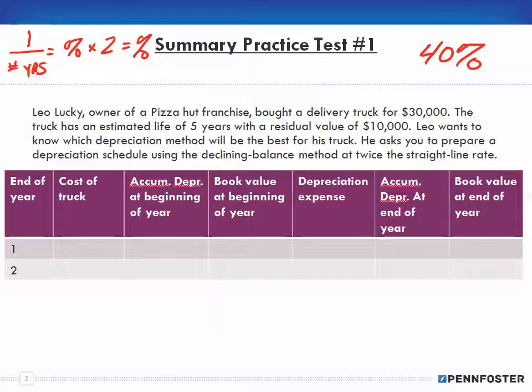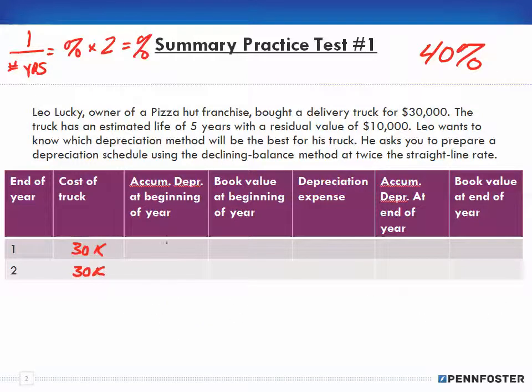Now, with that said, remember the cost of the truck is going to stay the same. The cost of the truck is $30,000 in year one and $30,000 in year two. And remember, we have an accumulated depreciation at the beginning of the year here and at the beginning of the year here. Remember, these are beginnings. And these two columns, accumulated depreciation and book value, are at the end of the year over here, end of the year over there.